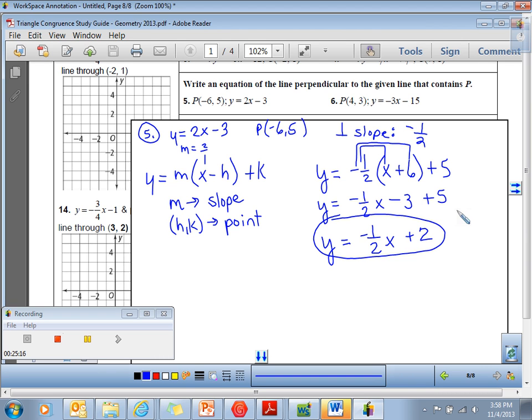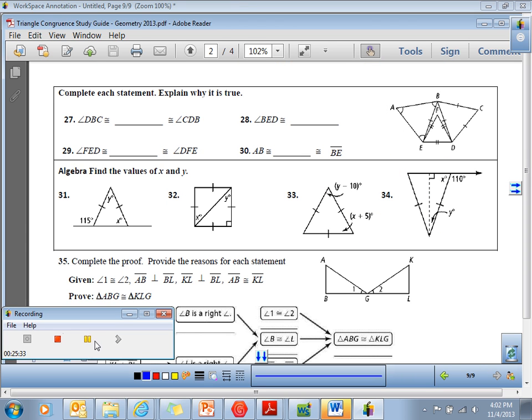Let's see. Lauren, what's your next question? Complete each statement. Explain why it is true. Okay, so 27. Angle DBC is congruent to what? Which is congruent to CDB.